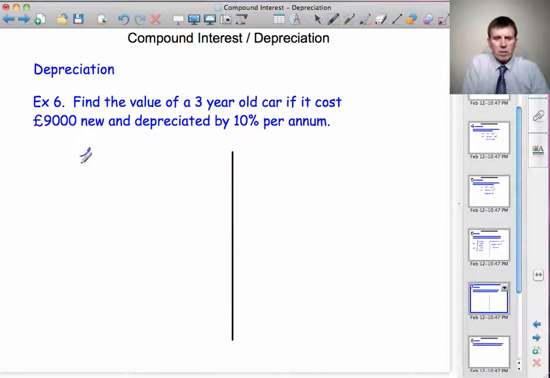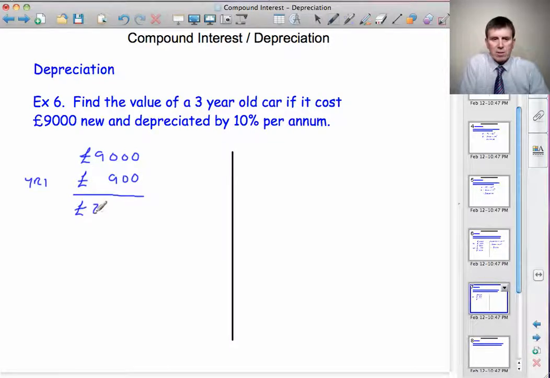So we've got our £9,000 car, and in year one it's going to lose 10% of its value. 10% of 9,000 is 900. So what's it worth at the end of year one? 8,100. Year two, it's going to lose 10% of 8,100, which is 810.